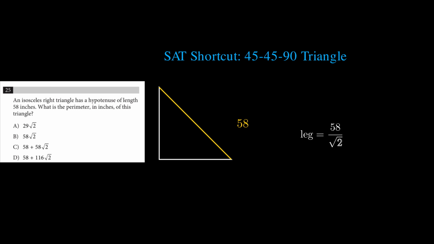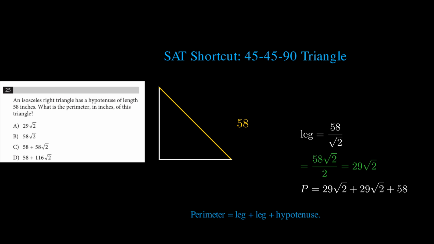To simplify, we multiply top and bottom by square root of 2. This gives us 58 square root 2 divided by 2, and 58 divided by 2 equals 29. So each leg is 29 square root 2. Now we find the perimeter by adding all 3 sides. So we add leg plus leg plus hypotenuse.